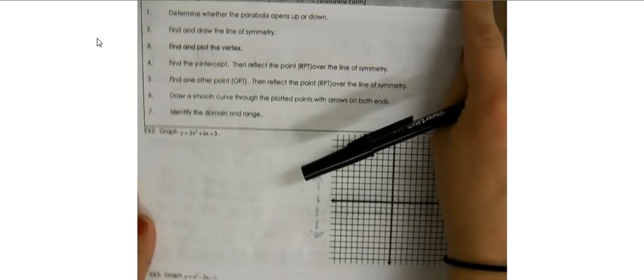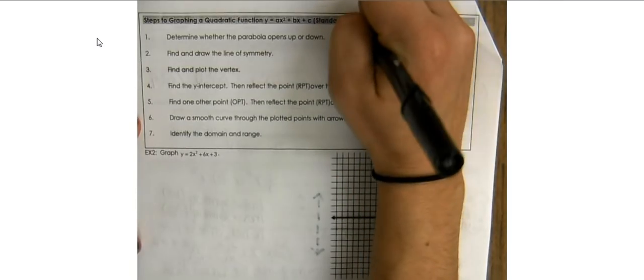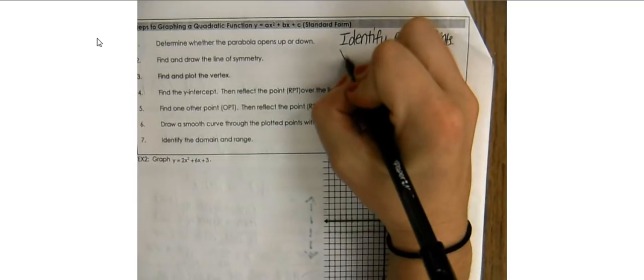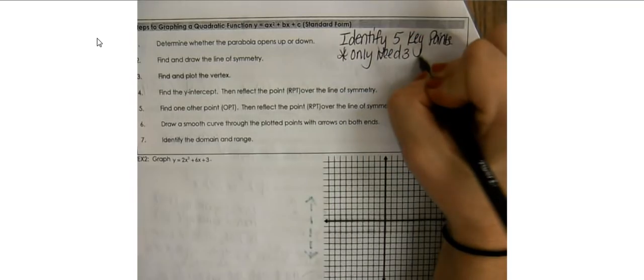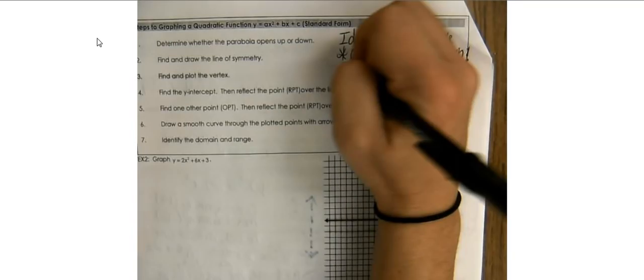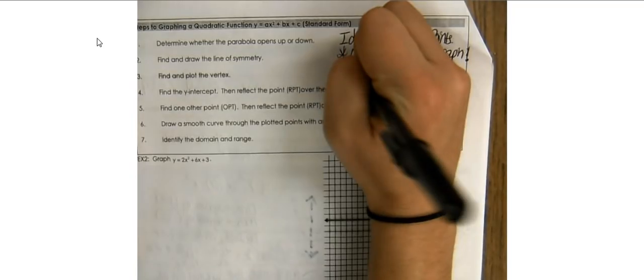All right, let's go ahead and flip the page. We're going to graph two parabolas. And what I'm going to be looking for is for you to be able to identify 5 key points. You only need 3 to graph. But it's in your best interest to graph all 5. Graph all 5 if you can, if possible.